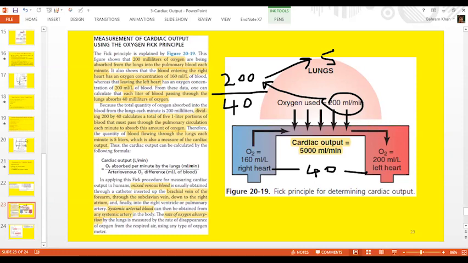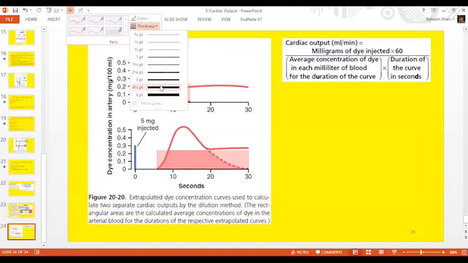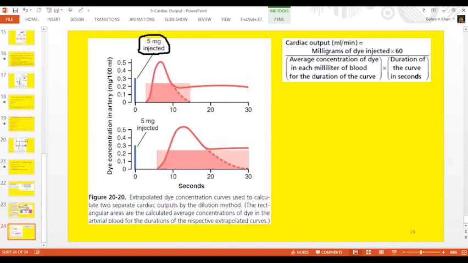This is known as the oxygen Fick principle. And the other method is the dye dilution method. And what happens in the dye dilution method? We inject 5 milligram of dye into the antecubital vein, so this blood contains the dye.